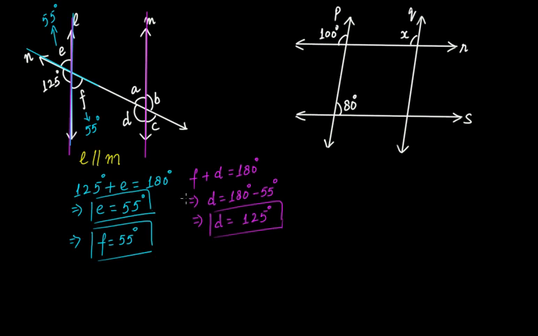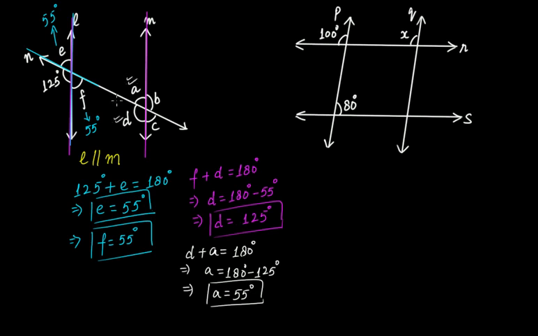Okay. Now if D is equal to 125 degree, can we find this A? Yes, because D and A are forming a linear pair. Therefore D plus A will be equal to 180 degree. A will be equal to 180 degree minus D, which is 125 degree. When you solve it, you will get A as 55 degree. So we have got D, we have got A.